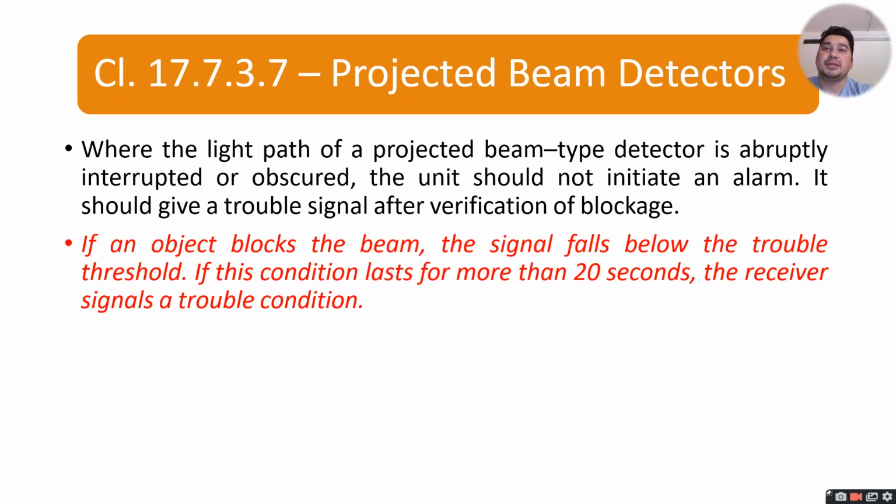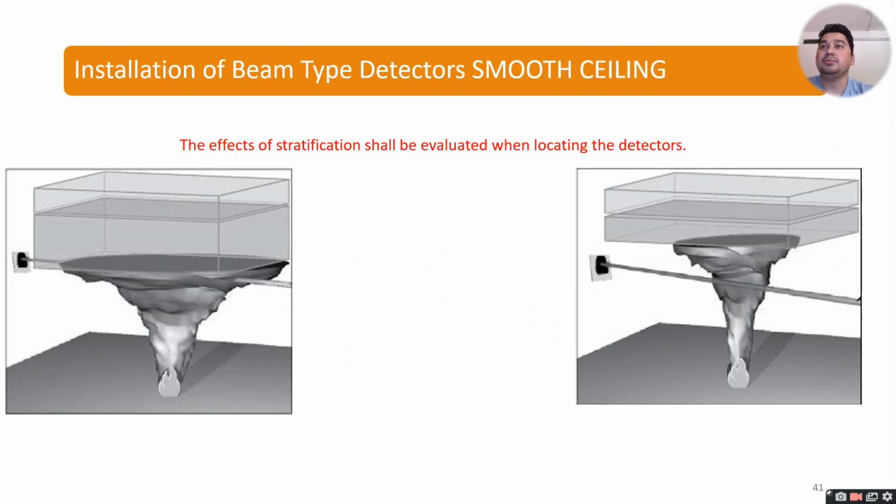It should give a trouble signal after verification of blockage. If an object blocks the beam, the signal falls below the trouble threshold. If this condition lasts for 20 seconds, the receiver signals a trouble condition. Then the receiver will signal a trouble condition.